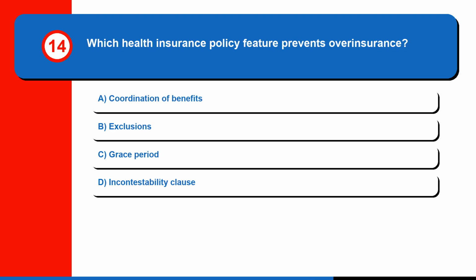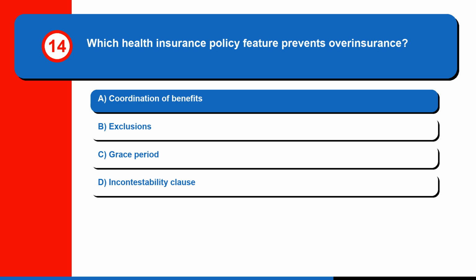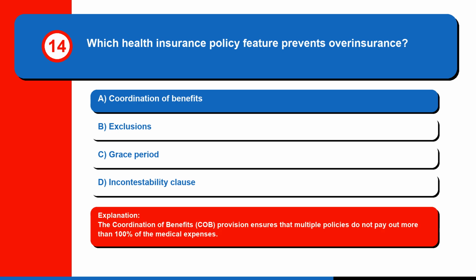Question 14. Which health insurance policy feature prevents overinsurance? A. Coordination of benefits, B. Exclusions, C. Grace period, or D. Incontestability clause. The correct answer is A. Coordination of benefits. The coordination of benefits (COB) provision ensures that multiple policies do not pay out more than 100% of the medical expenses.